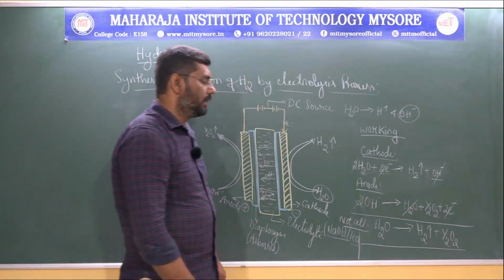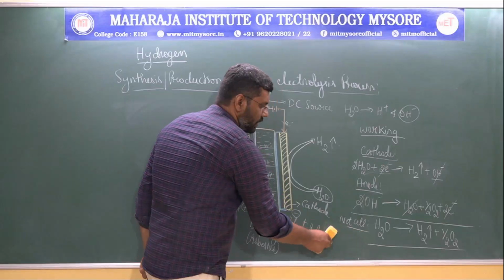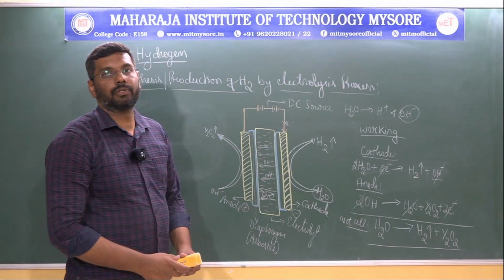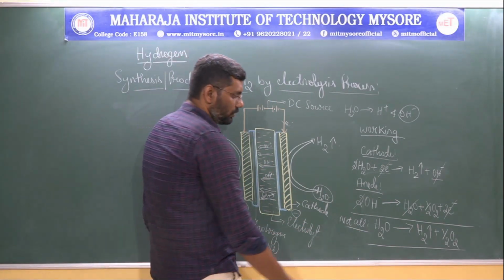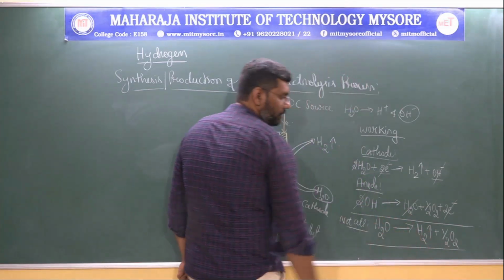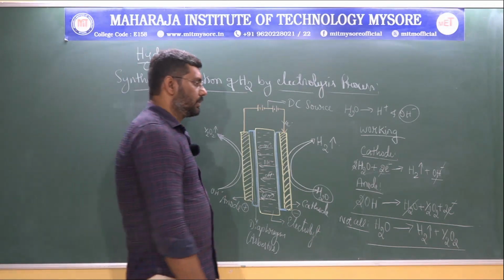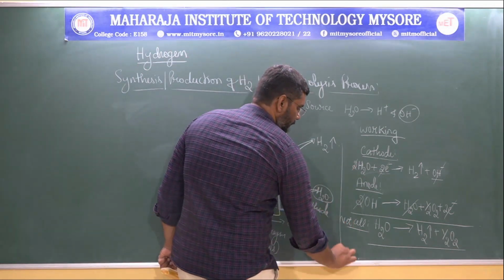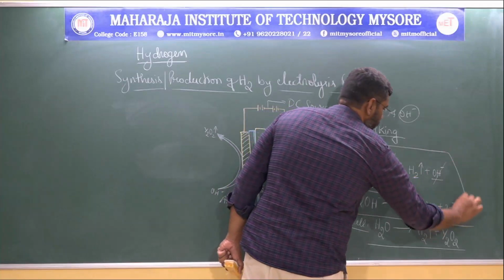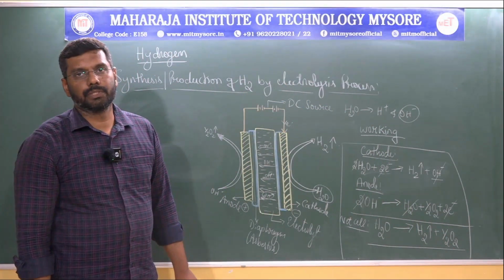So this is the net cell reaction which you can expect during the hydrolysis of water. When water undergoes hydrolysis, it leads to the release of hydrogen gas along with oxygen. So this is the process which takes place during the hydrolysis of water in the alkaline electrolysis process.